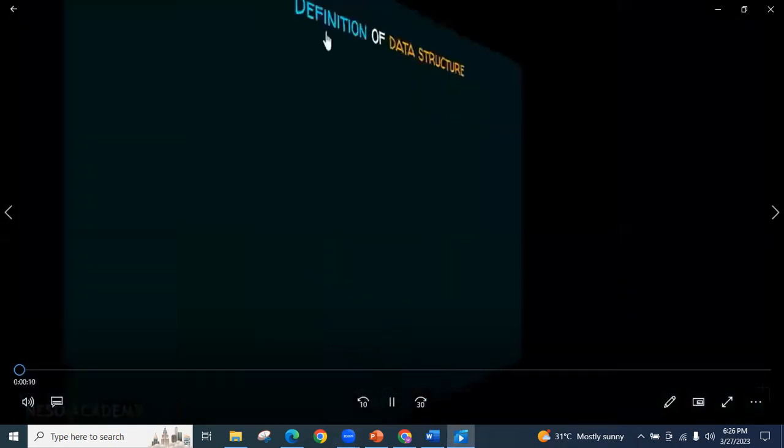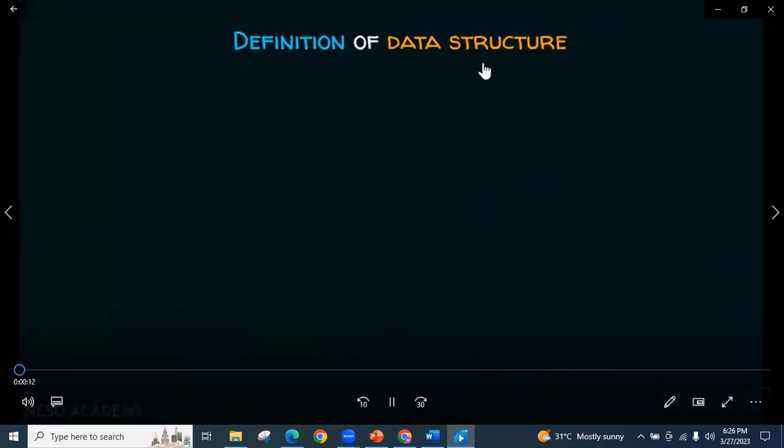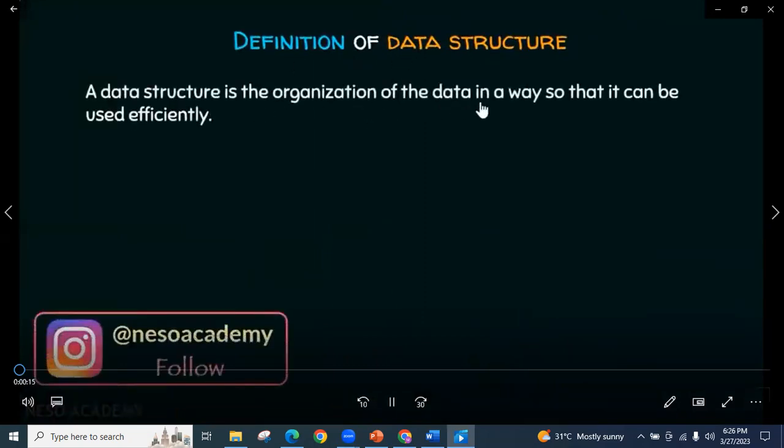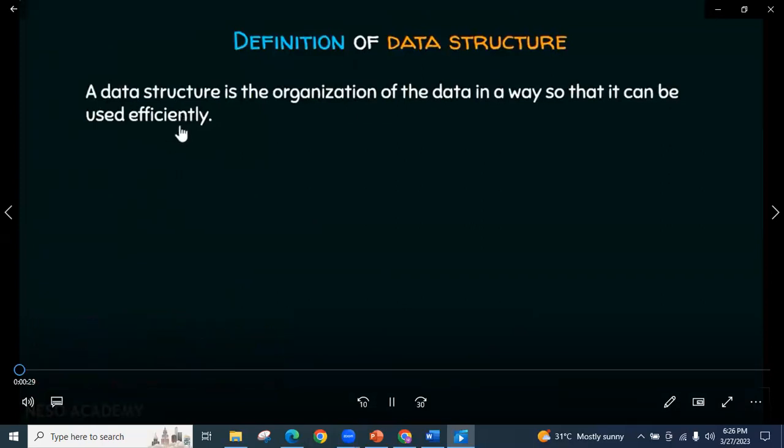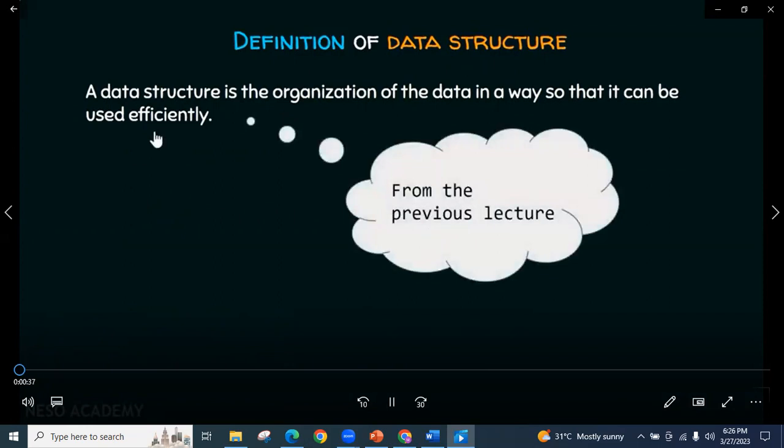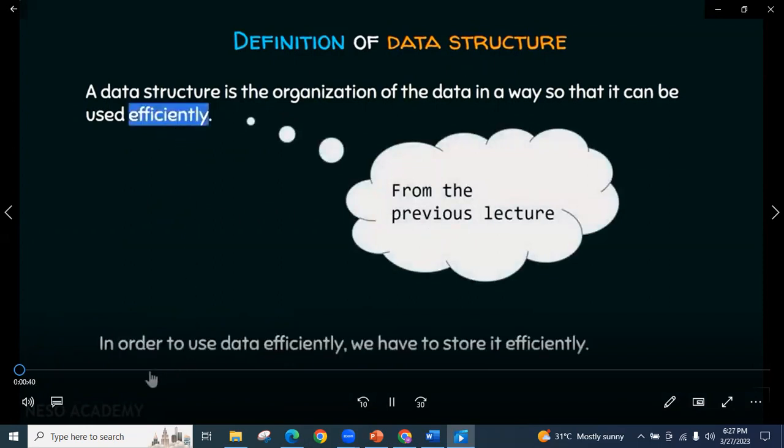So let's get started. I'm going to discuss the definition of data structure once again. A data structure is the organization of data in a way so that it can be used efficiently. We want to use our data efficiently and perform some operations on it. For this purpose, we use a data structure which is efficient in terms of storing the data, so that when we want to use our data, we can use it efficiently. This is the definition I have taken from the previous lecture. Now this term efficiently is very important. In order to use data efficiently, we have to store it efficiently. There is no doubt about it.